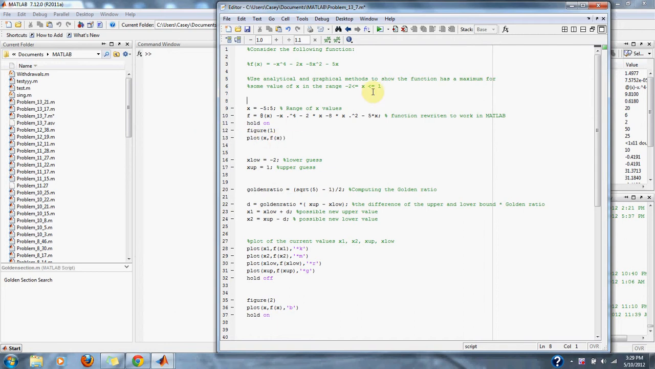So, here's our equation given to us by the problem. We're going to have a range of negative 5 to 5 for our graph. And since our maximum should be in between the points of negative 2 and 1, our lower bound guess will be negative 2 and our upper guess will be 1.